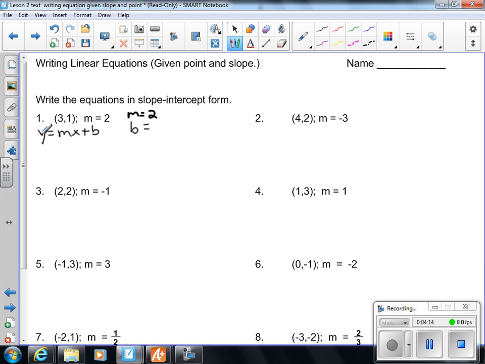I'm going to plug in the y coordinate of my ordered pair. The y coordinate is 1 equals, what's your slope? 2, good. And what's the x coordinate of my ordered pair? 3 plus b. Okay, now I do the math. I subtract 6 from both sides, and negative 5 is equal to b. Now write it in slope-intercept form, and what do I get? Y equals 2x minus 5.